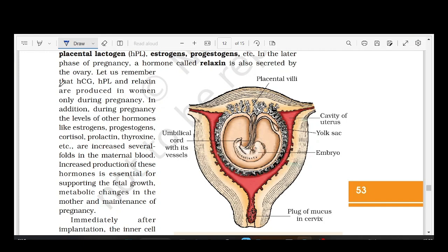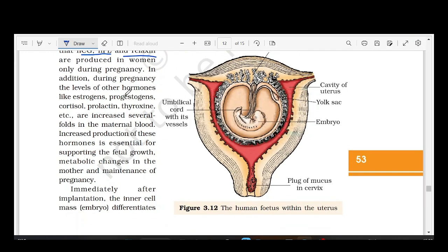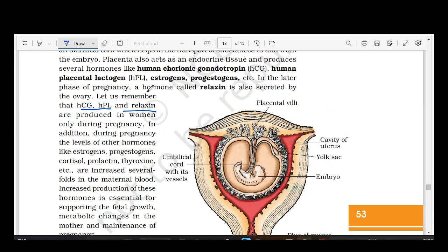Now let us remember that the human chorionic gonadotropin, human placental lactogen, and relaxin are produced in the woman only during the pregnancy. This is a very, very important line of NCERT. It has been asked so many times in the MCQ examinations of the various test series of coaching centers, right? Otherwise, the estrogen and progesterone are always formed from the ovary, right?